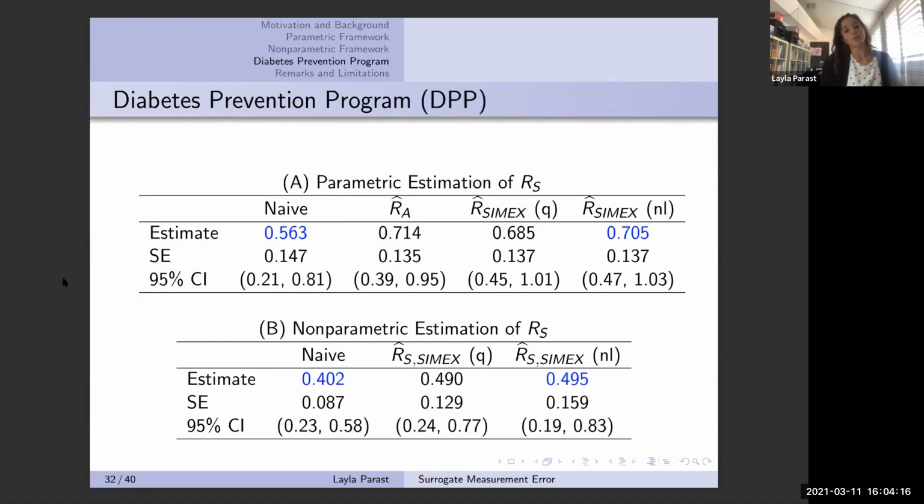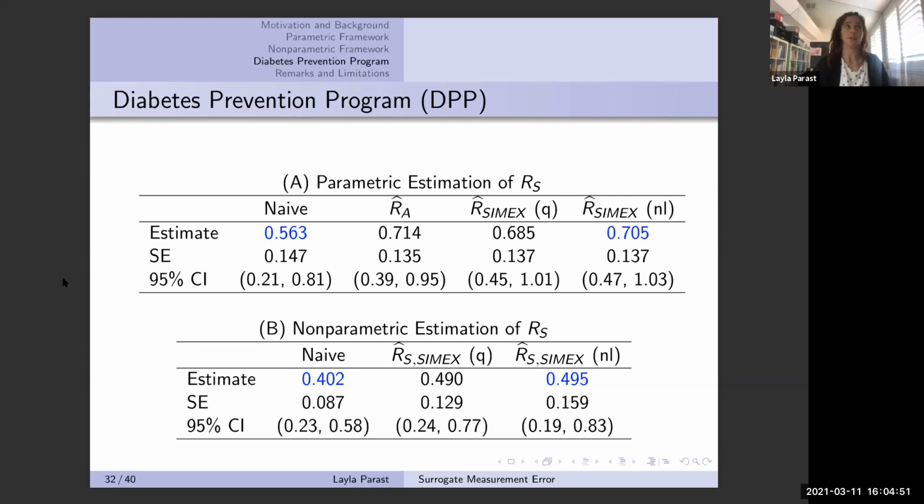So here are the results. Using the parametric approach, just looking on the left side first, the naive estimate for R was 0.56. And using the non-parametric approach, it was about 0.4. I'm just going to focus on the nonlinear SIMEX extrapolation estimate. In the parametric framework, when we use the nonlinear SIMEX estimator, we got an estimate of 0.7, and about almost 0.5 in the non-parametric approach.